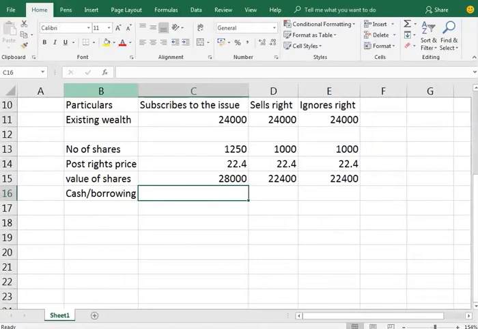So these 250 shares will have to be purchased at the rate of, what is the rate at which we are buying? The rights issue is made at 16. In this case, those 250 rights I have, I'm selling them at 6.4. In one case, I am subscribing to the issue at the rate of 16 rupees. In the second case, I am selling them at the rate of 6.4. Third case, I don't do anything. So I don't have a cash, I don't have a borrowing. This minus this will be 24,000. This plus this will be 24,000. This plus this will be 22,400.